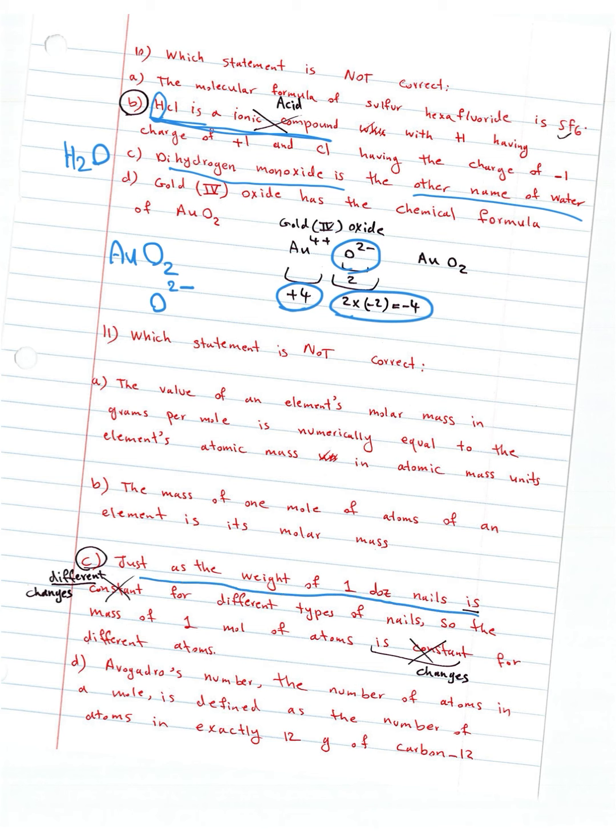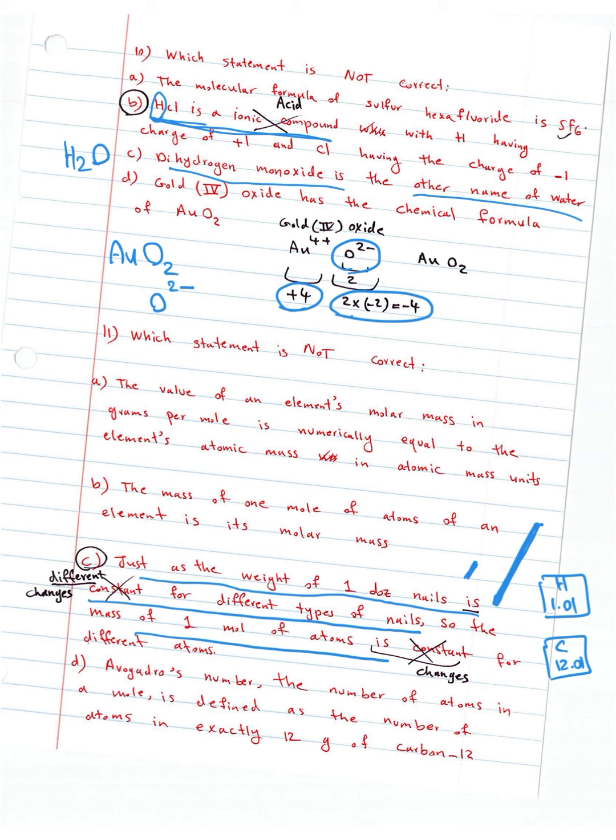just as the weight of 1,000 nails is constant for different types of nails. Even if you don't know chemistry, you know that you can have a nail really small and a nail really big. So when the weight of these two is different, if you multiply them by 12, their weight would still be different. So their weight changes depending on what size you have. So with the same rationale, the mass of 1 mole of atoms changes for different atoms. That's why in your periodic table you have different numbers for hydrogen and carbon. If these numbers were the same, you wouldn't need to go look for these numbers.